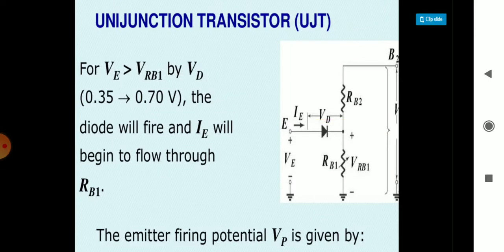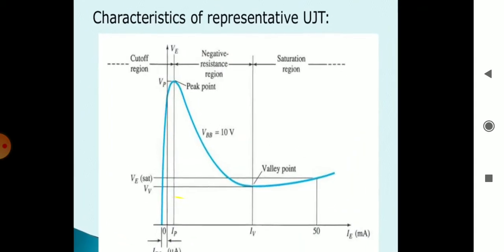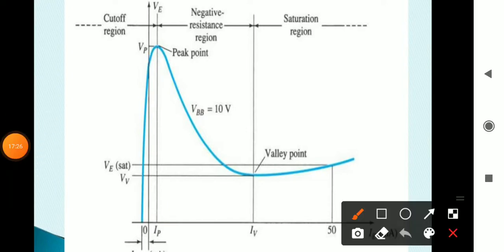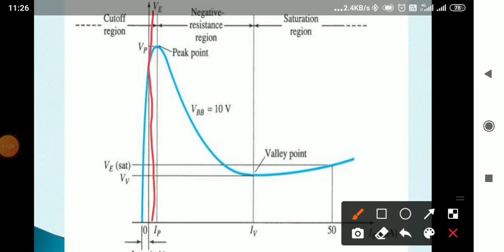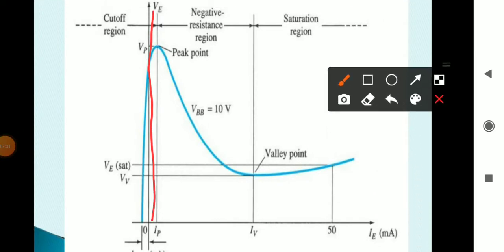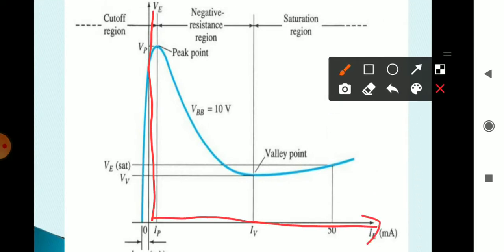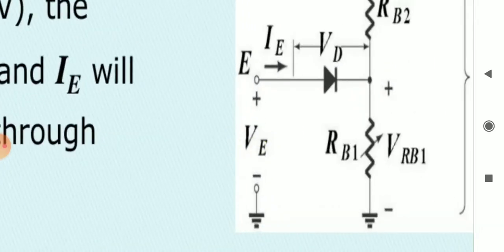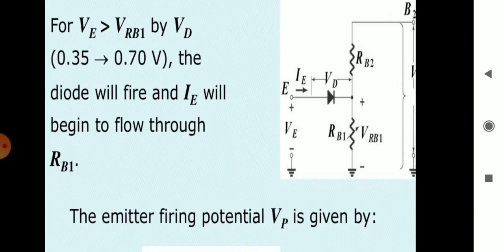So for that reason, if you want to turn on the UJT, I need to provide the emitter voltage equal to VP, then only it will start to conduct. So with respect to the emitter only, we need to draw the VI characteristics. Here VE is nothing but the emitter voltage that you can see on the Y axis, and the emitter current is the current which is flowing in the emitter terminal.